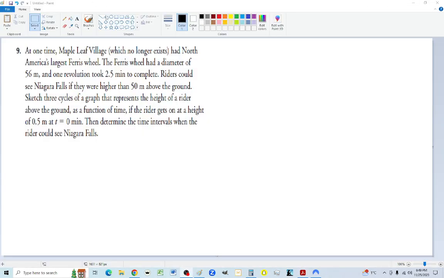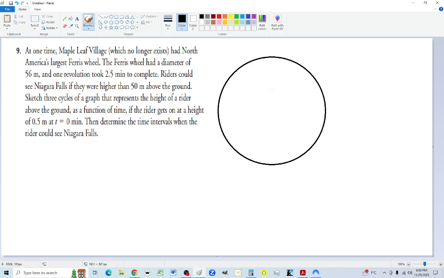So here we can see a Ferris wheel question. They're very easy. And it always helps if you visualize the Ferris wheel. And it's saying it had a diameter of 56. Well, diameter of 56 won't tell you the amplitude, but half that will, which is 28. So that tells you the radius, which will also be the amplitude of the Ferris wheel. One revolution took 2.5 minutes, so that's going to tell us the period.